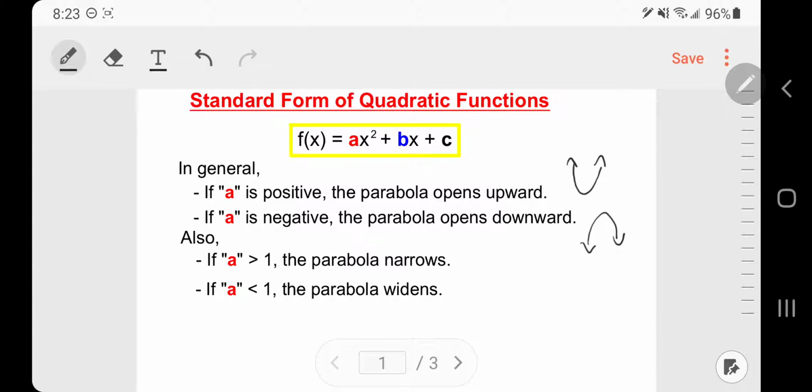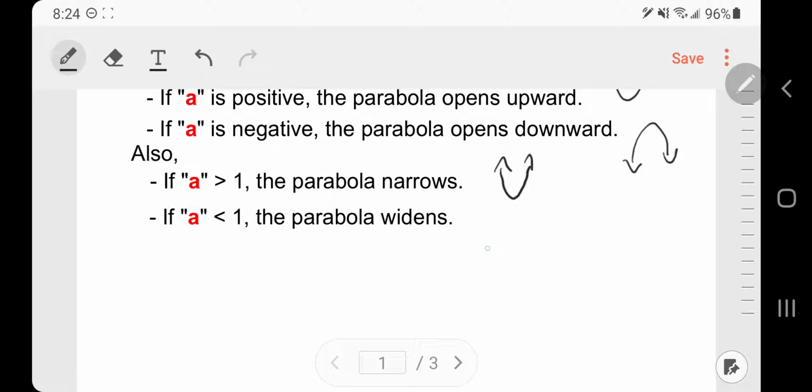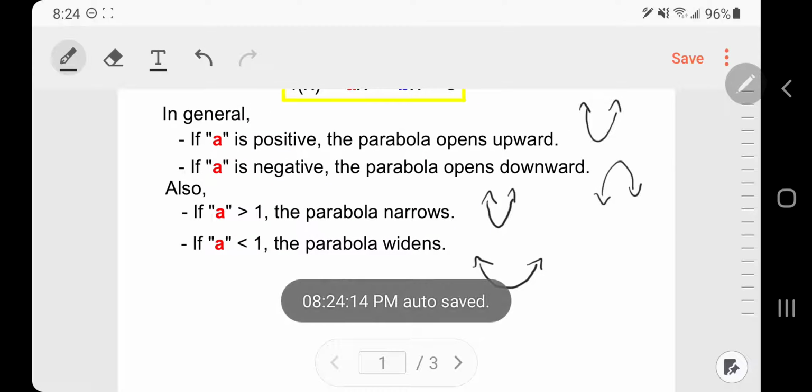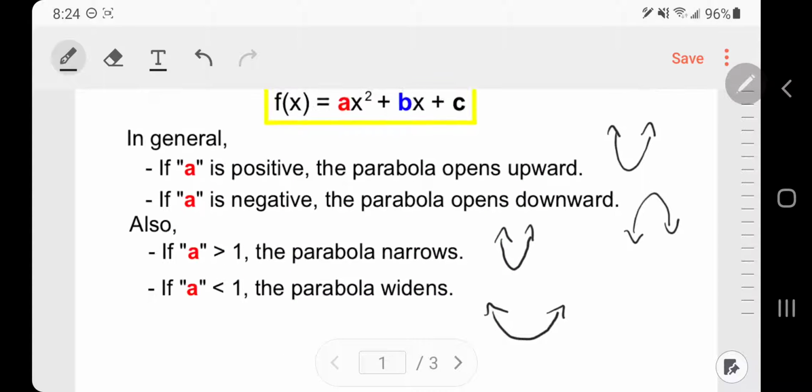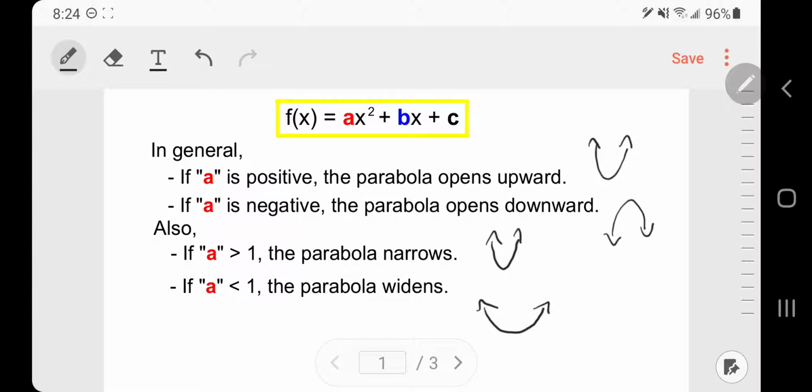All right, and also we see if a is greater than 1, the parabola is more narrow. Okay, so we'll say it's narrow like this. And if a is less than 1, the parabola is wider, something like that, when your value is less than 1 but also greater than 0, which isn't included here. But as far as positive, it would have to be a fraction to be wider. So anytime the leading coefficient is a fraction, that means that the parabola is wider.